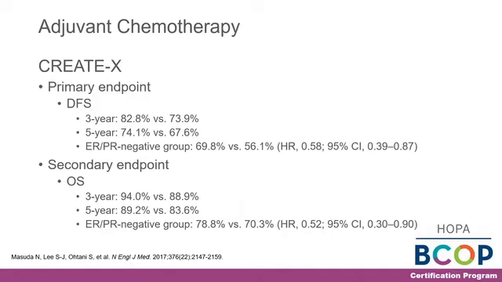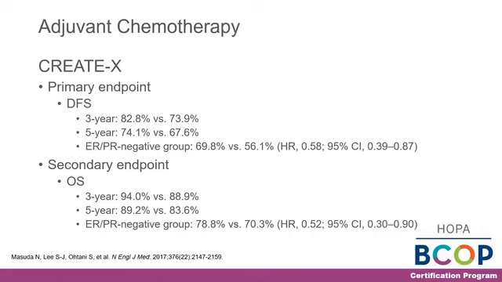With regards to the primary endpoint of disease-free survival, at 3 years and at 5 years, disease-free survival was higher in patients who received capecitabine versus those who did not. In the ER/PR negative group, this difference was even more significant.